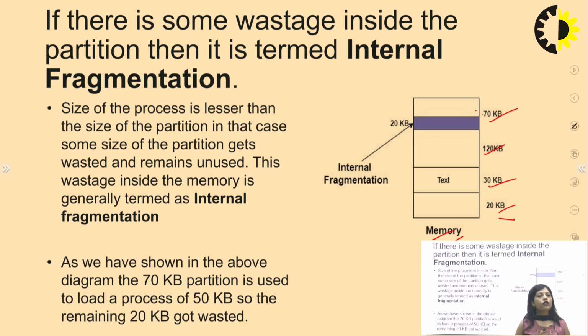So the size of the process is lesser than the size of the partition. In that case, some size of the partition gets wasted and remains unused. This wastage inside the memory is generally termed as internal fragmentation. For example, as shown in the above diagram, we have a partition of 70 KB, but we have to load a process of 50 KB.